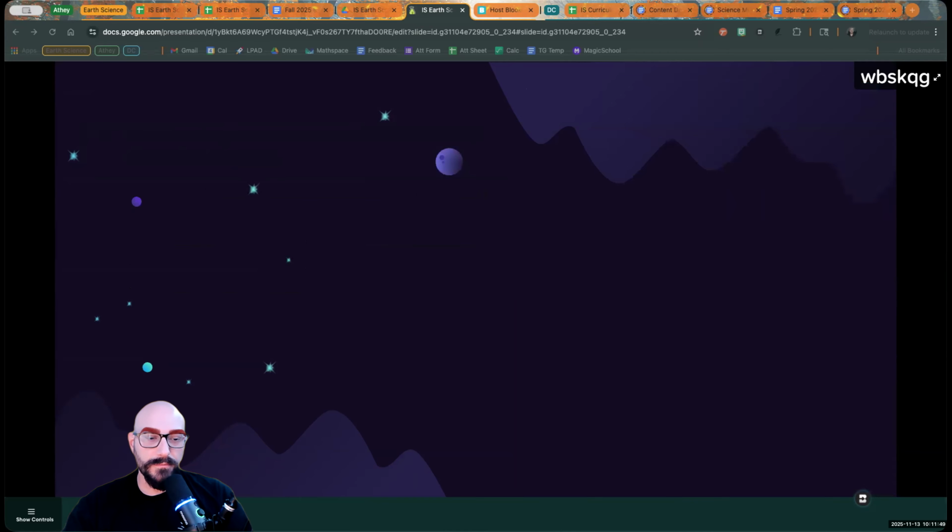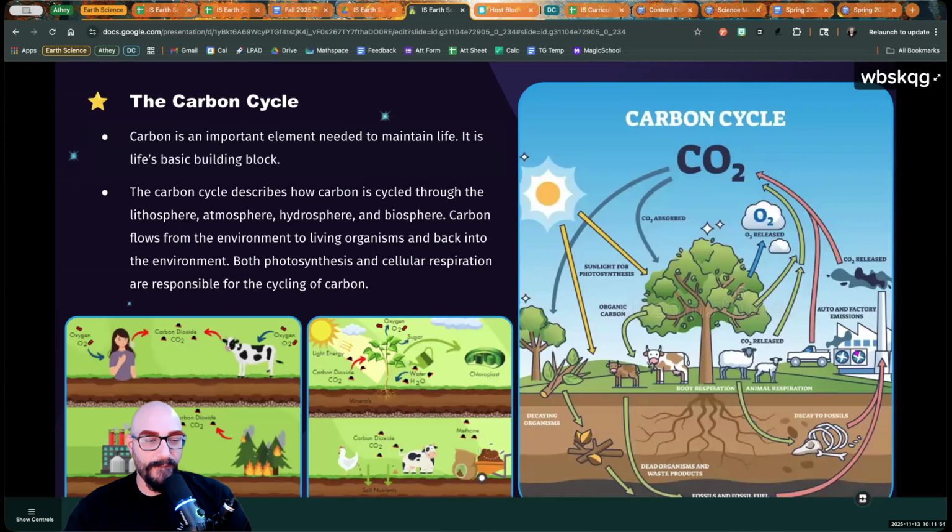Okay. Oh, forgot some pictures here. So you can see some more pictures here of the carbon cycle. It's pretty cool.